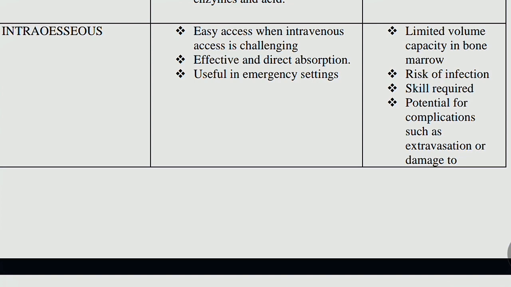And then limited volume or capacity in the bone marrow. Yes, the bone marrow can only hold so much. And then risk of infection, true, especially if you don't sterilize enough. Skill is required. Potential for complications like extravasation or damage to extraosseous tissue, right?